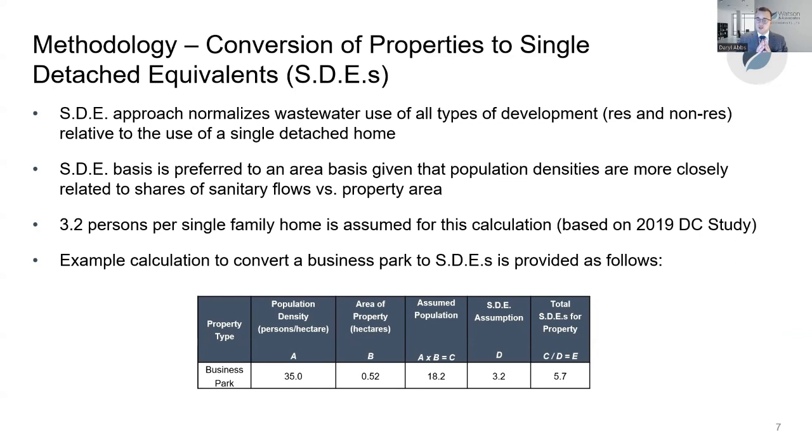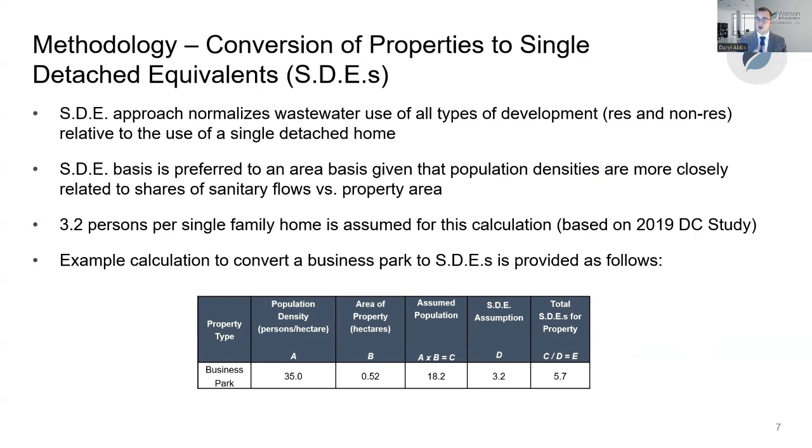Okay. As an example, we provided down below one of the properties, a business park. To identify how many single detached equivalent homes worth of flow this property actually requires, if we look at the population density assumptions, the engineers assumed a density of about 35 persons per hectare. The property size is 0.52 hectares. So the assumed equivalent population of flow needed for this area is 18.2 people.